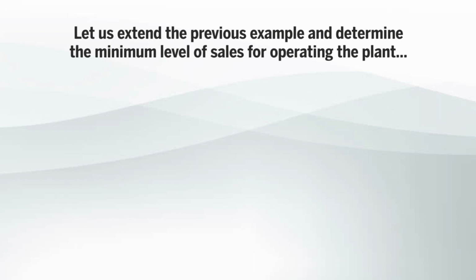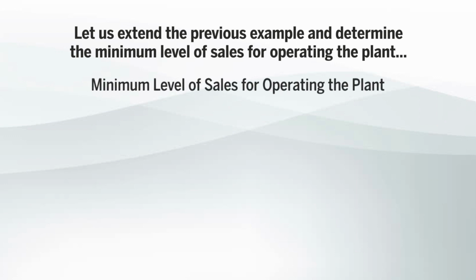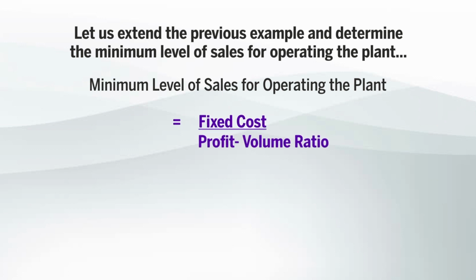Let us extend our previous example. We are taking the same example, there is no change in our example. There is total fixed cost of rupees 7,50,000. We are going to avoid fixed cost up to rupees 3,50,000, and we are asked to determine the minimum level of sales for operating the plant. Let us have the first calculation, the minimum level of sales for operating the plant. Here we need two pieces of information: fixed cost and profit volume ratio. Let us make the calculation for the fixed cost first.